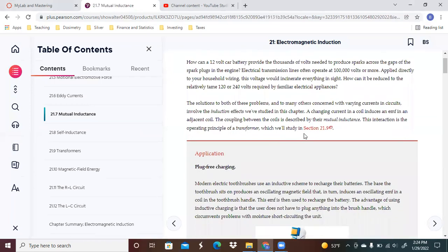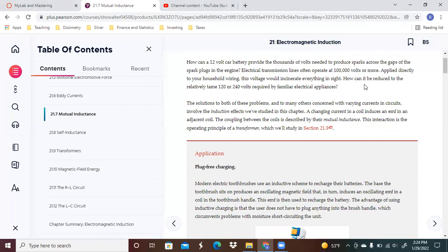So the question here is, how does a 12-volt car battery produce the thousands of volts needed to produce sparks across the gaps of spark plugs in the engine? In other words, it doesn't seem like you're starting with much. Electrical transmission lines often operate at 100,000 volts or more. Applied directly to your household wiring, this voltage would incinerate everything in sight. So how can it be reduced to the relatively tame 120 or 240 volts required by your electrical appliances? In other words, you're starting out with low voltages. How do you get to the high voltages?